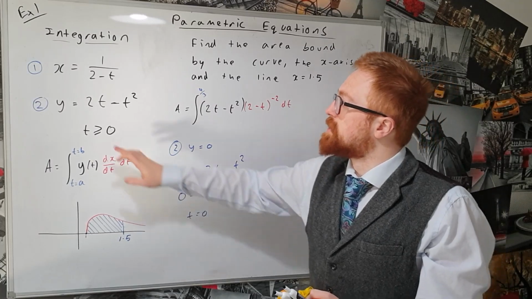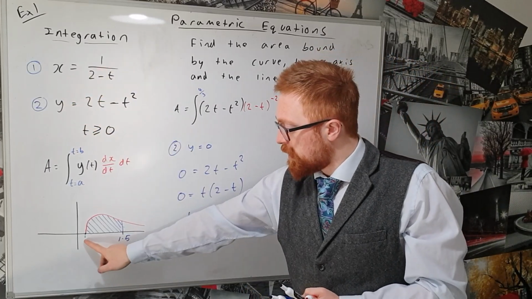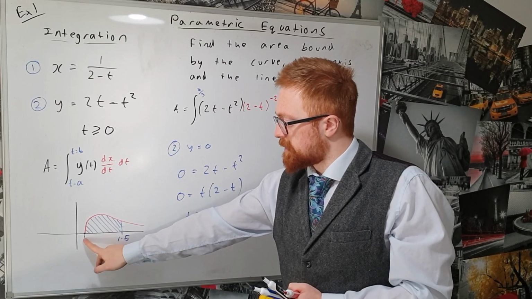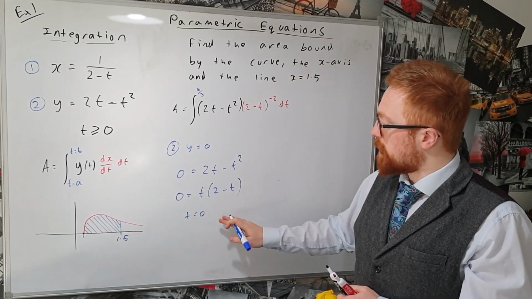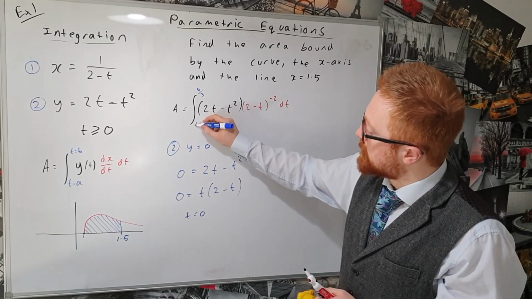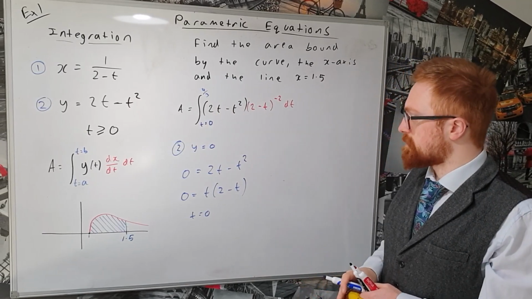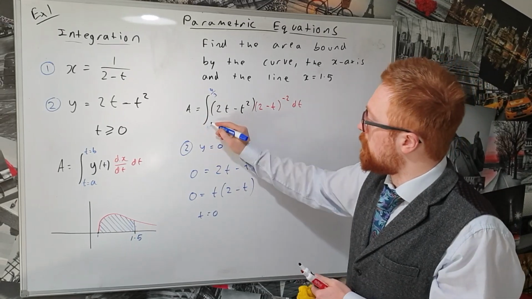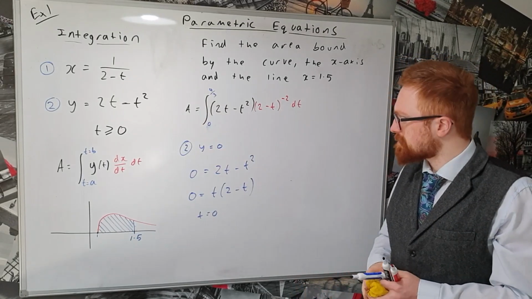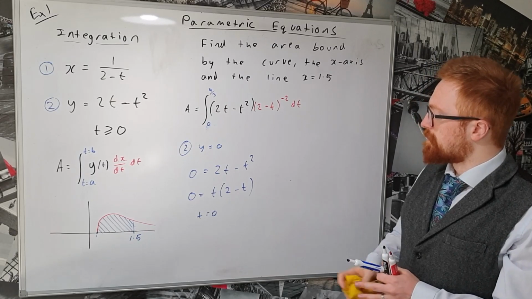Now if t does equal 0, x is equal to a half, which makes sense from our sketch. This one should be lower than 1.5, which a half is. So our lower limit is t equals 0. Or to be consistent with how I've written it before, we'll just write 0 there. Okay, good.